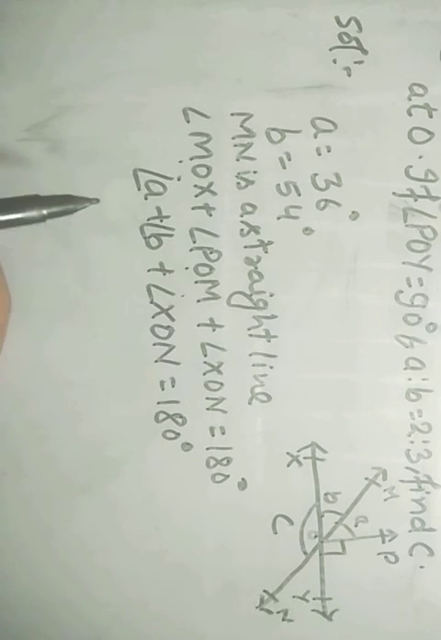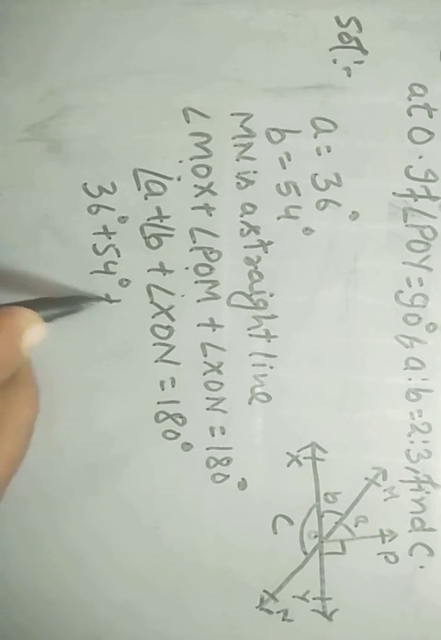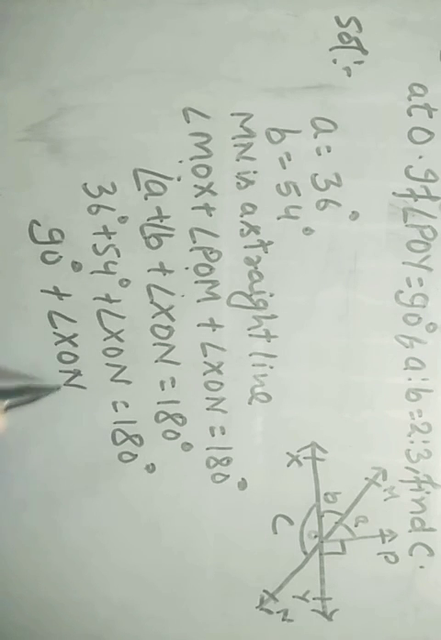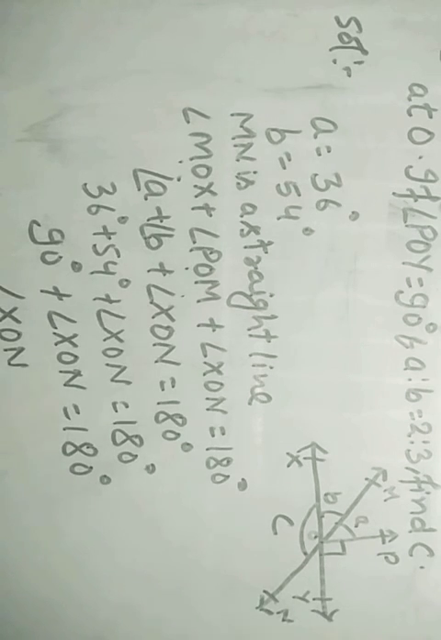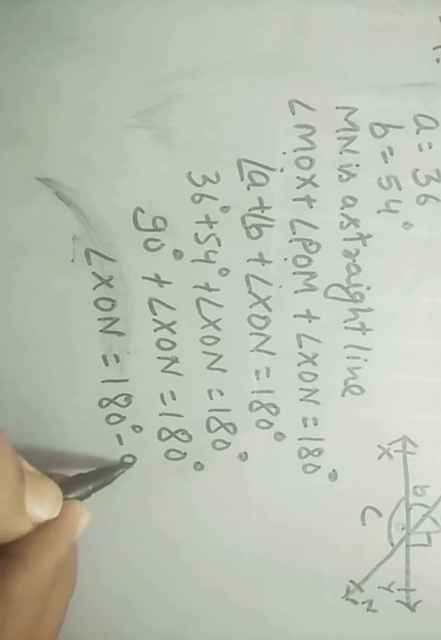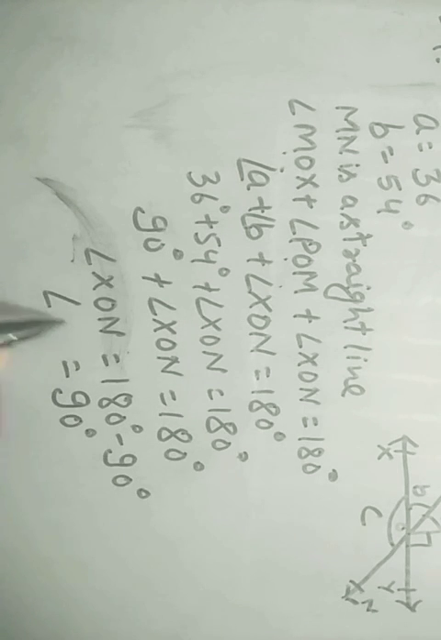Angle A is 36 and angle B is 54. So 36 degrees plus 54 degrees plus angle XON is equal to 180. Adding this, we get 90 degrees plus angle XON is equal to 180. Angle XON is equal to 180 degrees minus 90 degrees, which is equal to 90 degrees. So angle C is equal to 90 degrees, which is your answer.